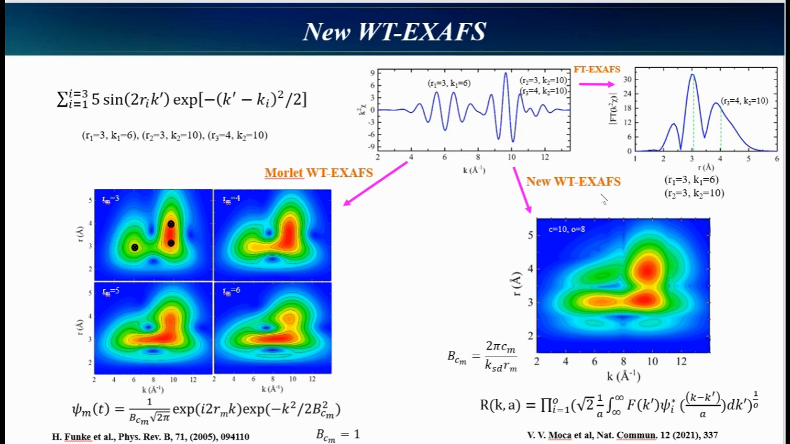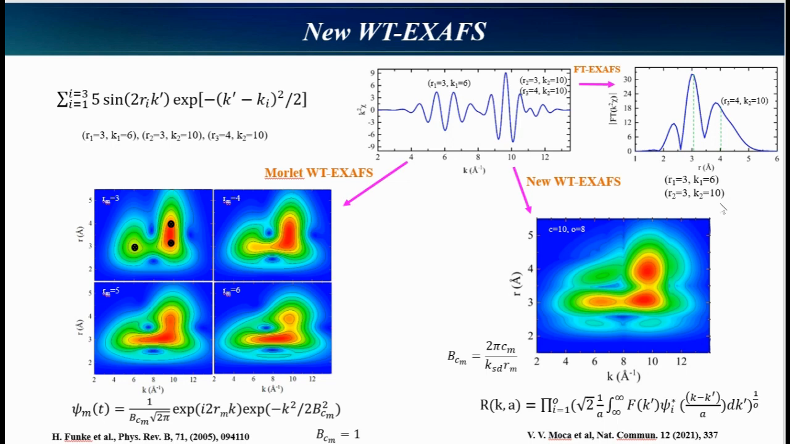Each EXAFS as a function of k or R has a limitation of resolution like this figure. The EXAFS in k-space doesn't distinguish different bonding lengths in the same k, whereas the EXAFS in R space doesn't distinguish different k in the same R.